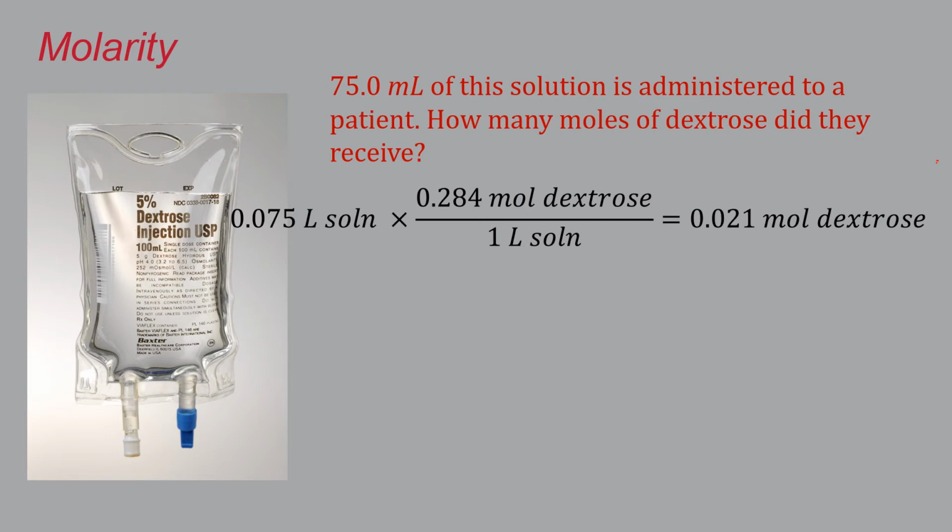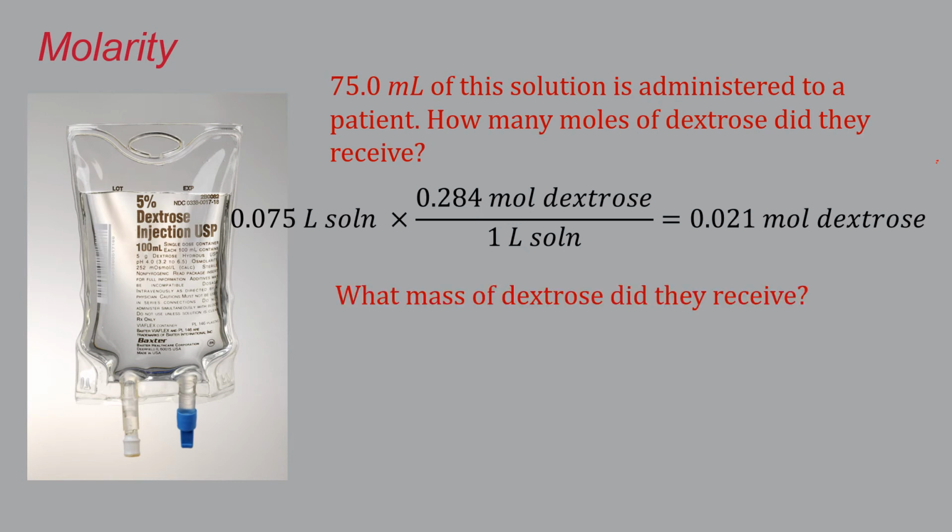Again, a fairly straightforward application of that concentration times volume gives you amount, except it's in the other direction. I've got the volume in liters times the concentration in moles per liter, or molarity. So liters cancel, we have moles. So that is 0.021 moles of dextrose were administered in that 75 milliliters of solution.